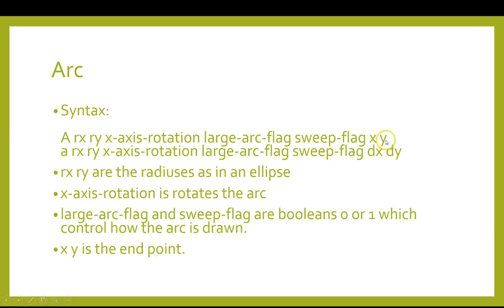Finally, these last 2 parameters are the endpoint of the arc. So like most of these things, you have a context point where you already moved to that point and you're drawing the arc from there to here. And again, if we use the relative form with the lowercase a, this is an offset from the point rather than an absolute point. Okay?